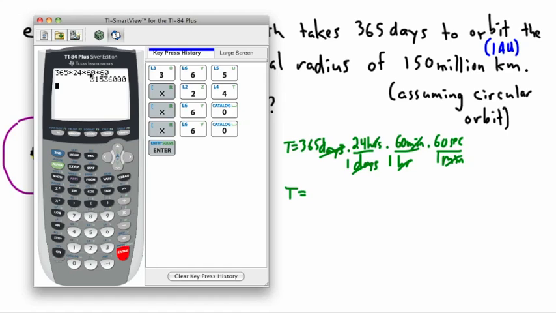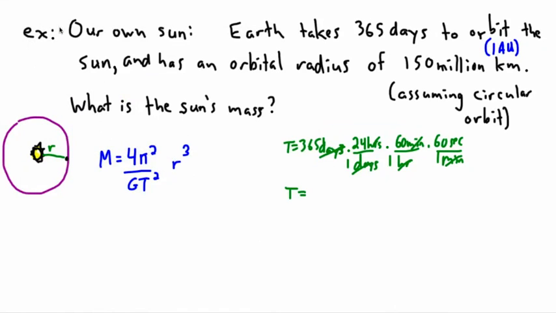So we have an answer of, let's do this in scientific notation. So 3.1 times 10 to the 7 seconds. Well, let's say 3.15. We'll use a few more decimals.